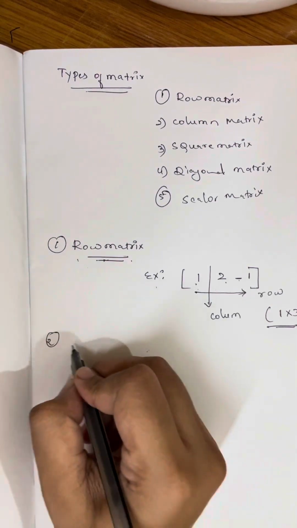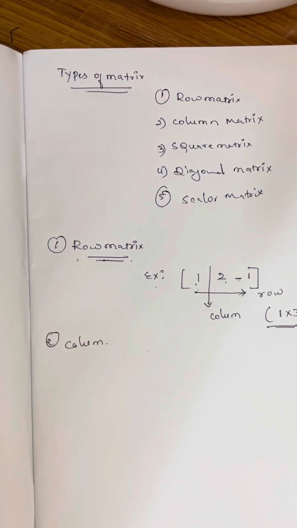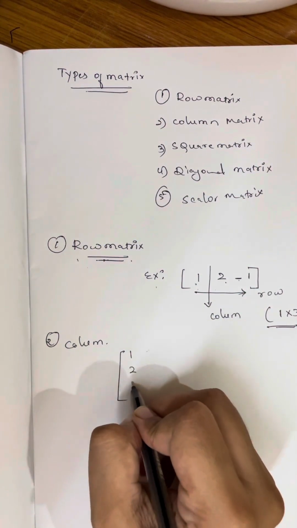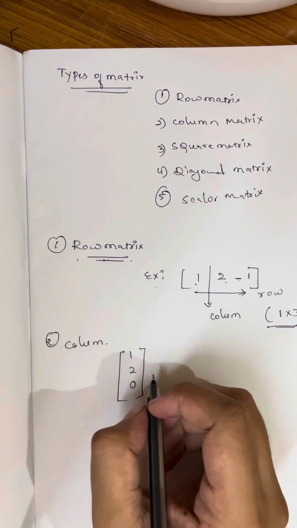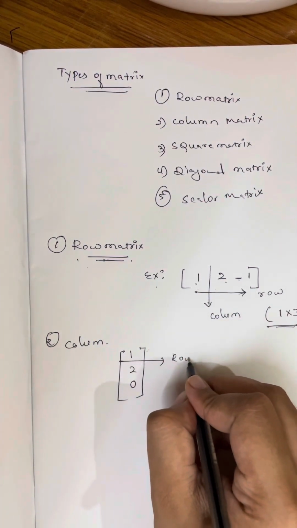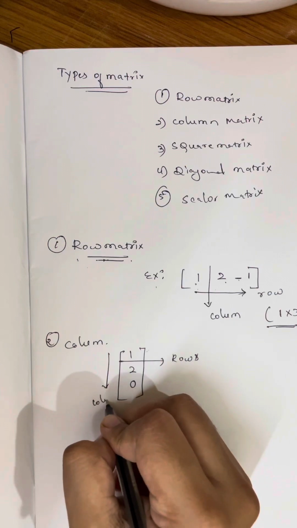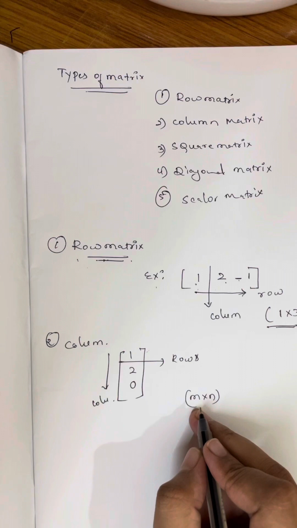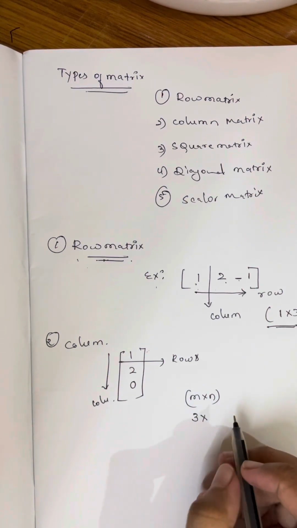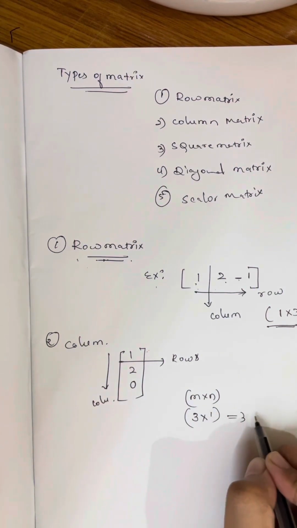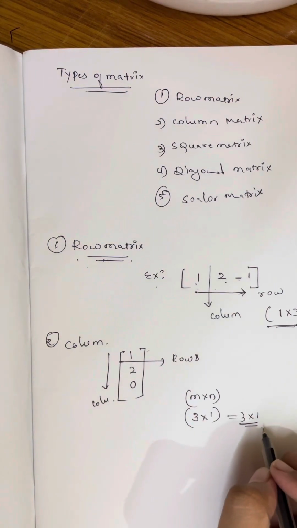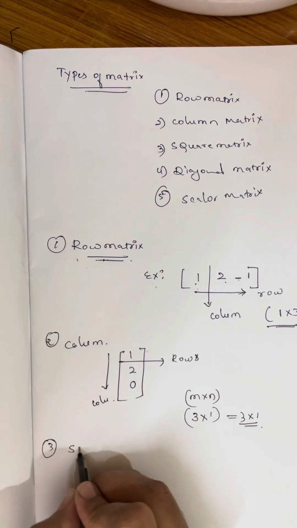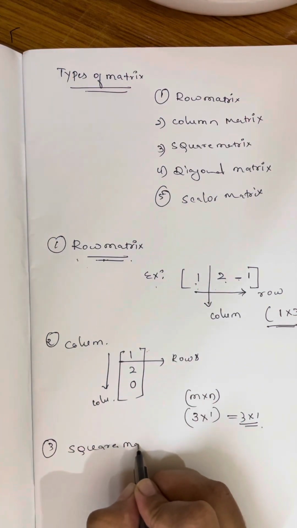Then similar to that, what is a column matrix? A matrix is called a column matrix if it has only one column. 1, 2, 0. How many rows? 3. And how many columns? 1. So it is nothing but 3 cross 1. This is called a column matrix.